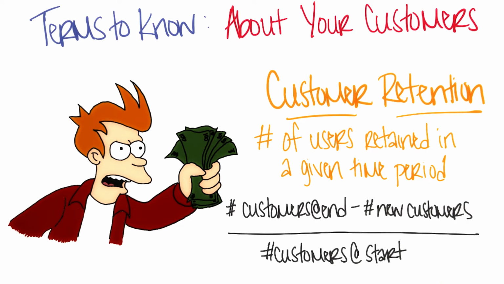You can calculate customer retention by taking the total number of customers at the end of the given period and subtracting the total number of new customers that you got during that period. And you divide that all by the customers that you had at the start of the period. Multiply that by 100 and you'll get a percentage.